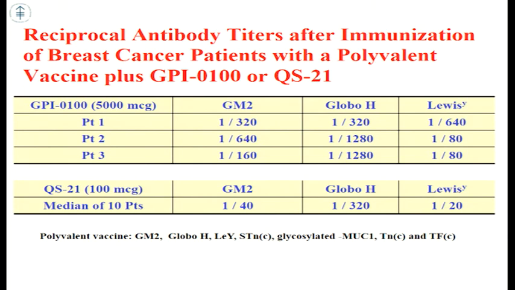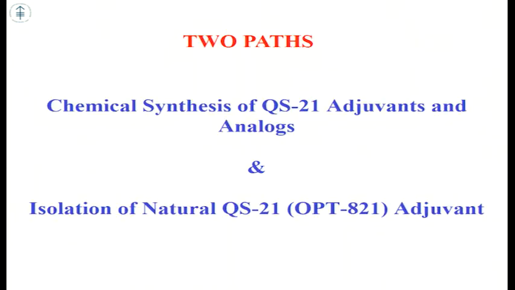Again, instead of monovalent, we also tried a polyvalent vaccine. Polyvalent is, for example, a breast cancer vaccine, which is a combination of different antigens together. So here, in the first 3 patients, we tested with GPI 100. Even though the titer looks very high compared to QS21 on the bottom, the synthetic version, GPI, looks like the titer is high. But in the patients, we saw liver toxicity, and the FDA told us we cannot continue the trial. So we went back to QS21.